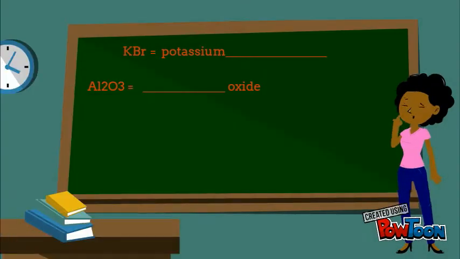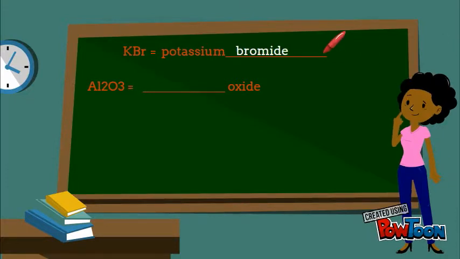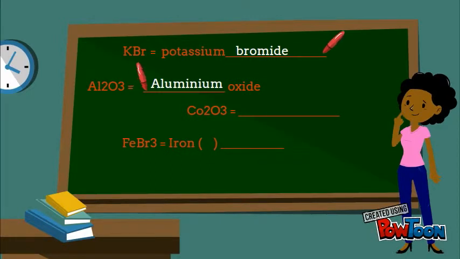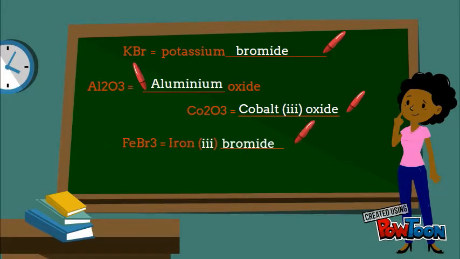The first and second questions are the combination of metal with nonmetal. So the answers are potassium bromide and aluminum oxide. Now look at questions 3 and 4. These are the combination of transition metal and nonmetal. Their names are cobalt(III) oxide and iron(III) bromide.